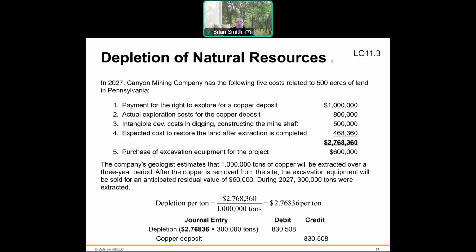We expect to extract a million tons, so we take our depletion costs, and for every ton we pull out, we're going to deplete $2.77. I don't know that we're really going to want to take that to 5 decimals in a calculation, but apparently we are in this situation. Whatever. I would stick to the 76 cents and then adjust in the last year. Bottom line is we're going to debit depletion and credit our copper deposit account.